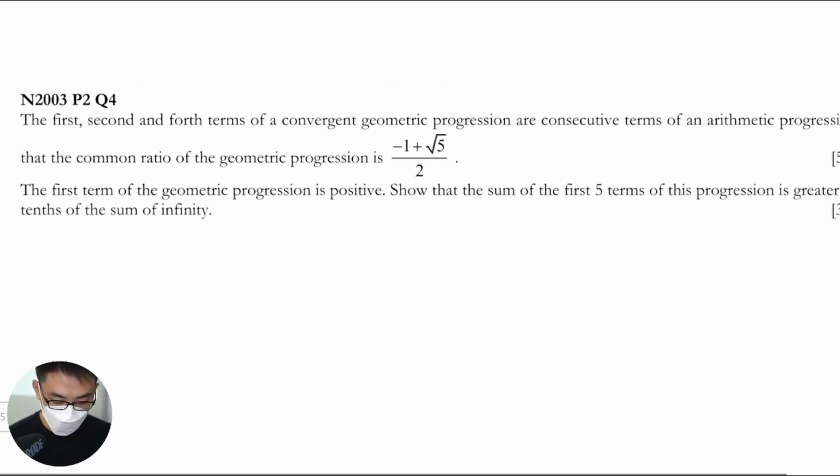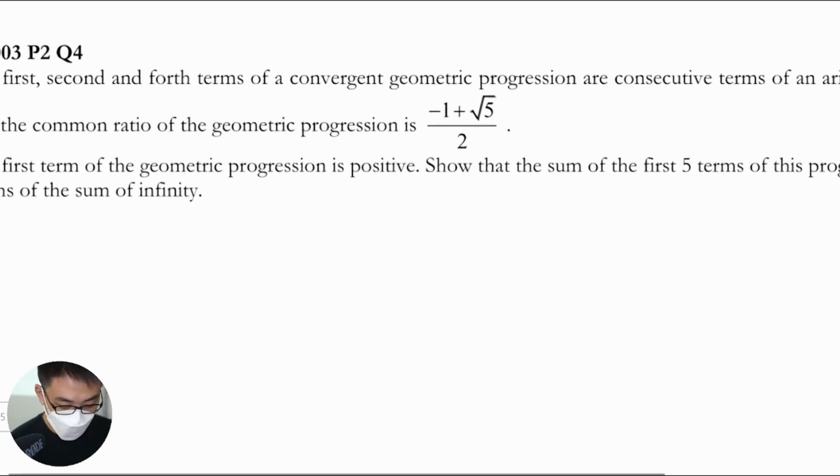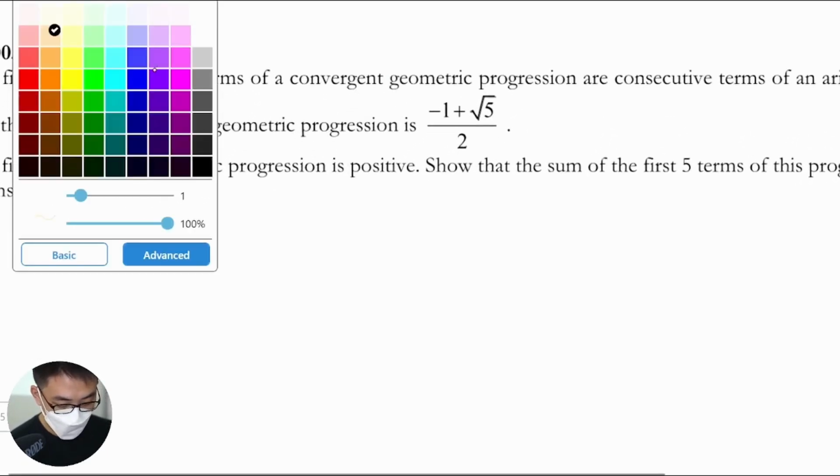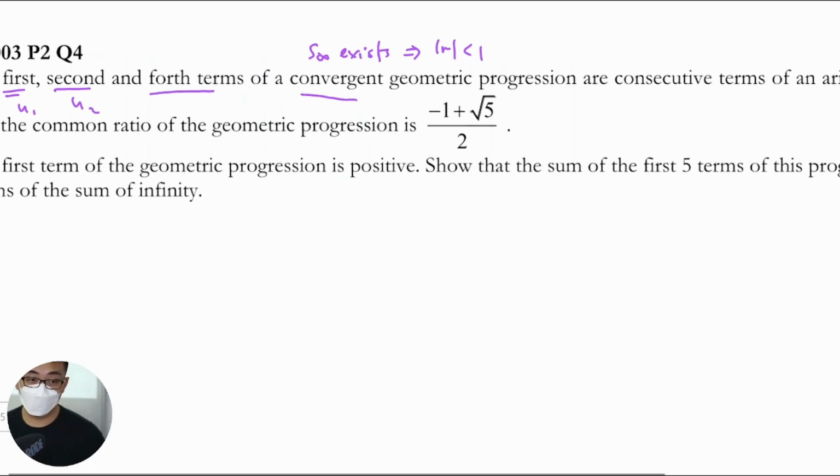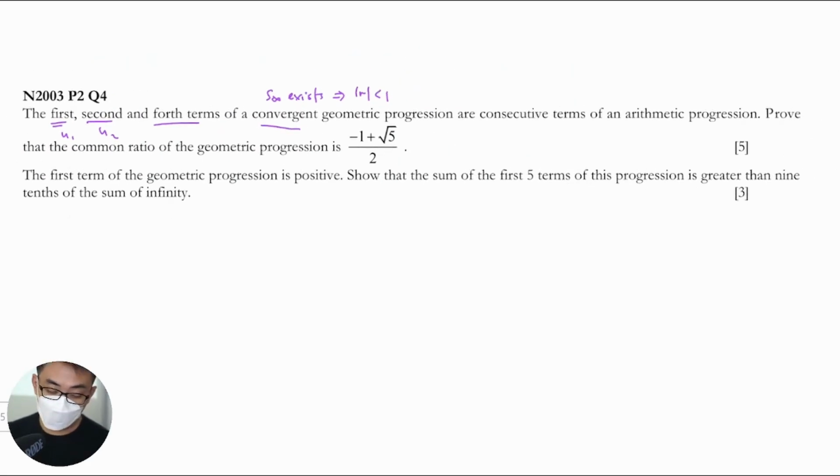Question. Let's see how we can do this. The first one is U1, U2, the fourth term of a convergent geometric progression. Convergent means the sum to infinity exists. So the multiplier has to be less than 1, because you want each term to be absolutely smaller.